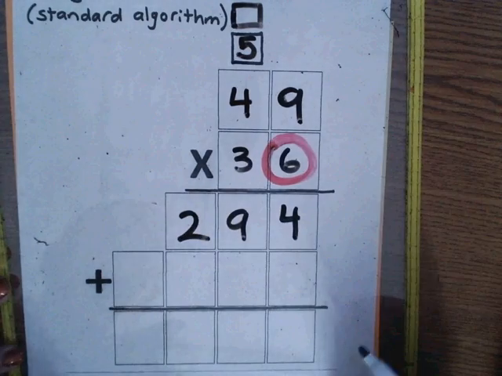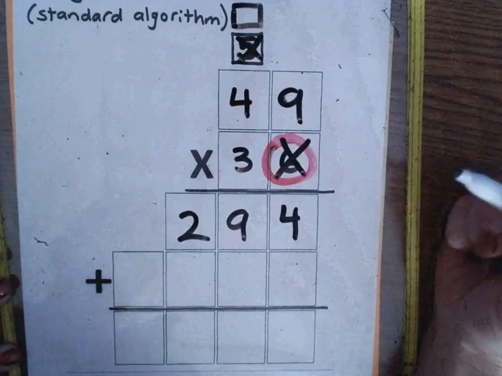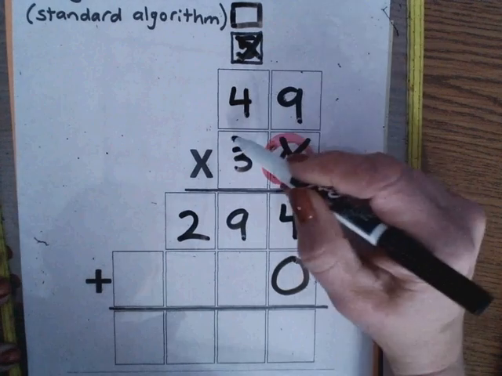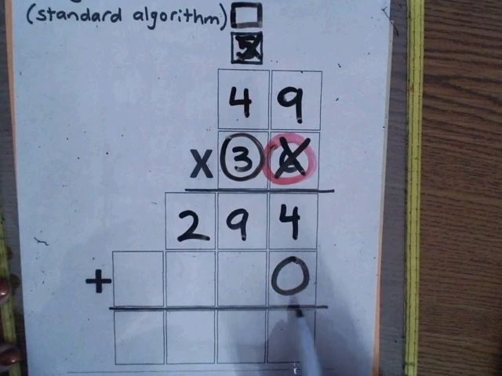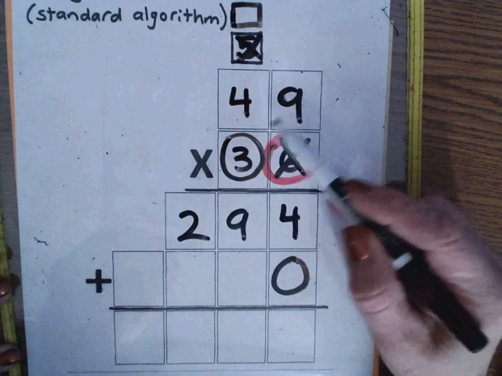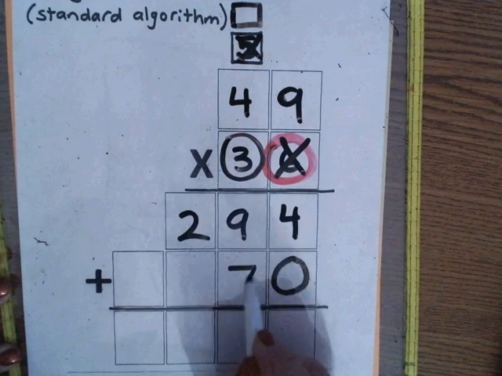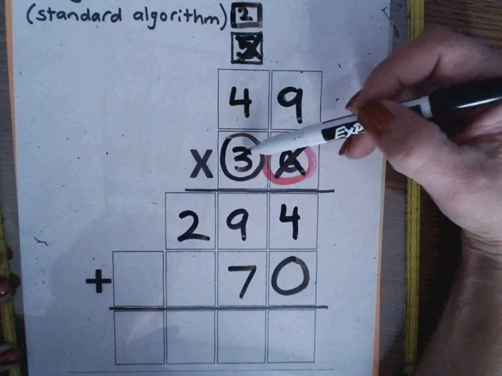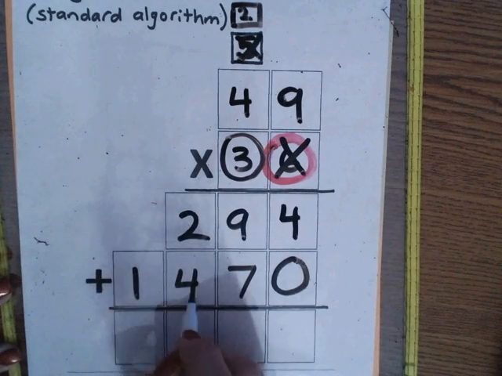Then we do our X's and zeros. So I'm Xing that regroup out because I'm done with it. I'm Xing out the 6 because I'm done with that. And now I'm putting my 0 and I'm circling my tens place. So the 0 always goes in the second layer, and now I'm going to work on multiplying by my tens place. First the ones, then the tens. So 3 times 9 is 27, so I drop the 7 and I regroup the 2. 3 times 4 is 12, plus 2 is 14.